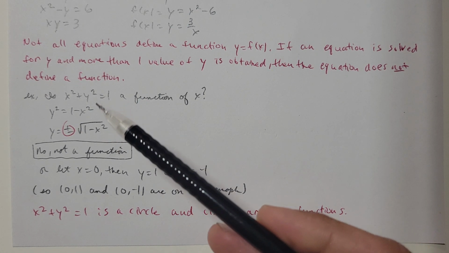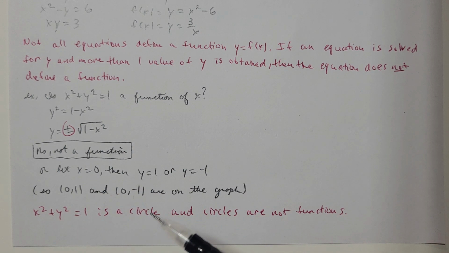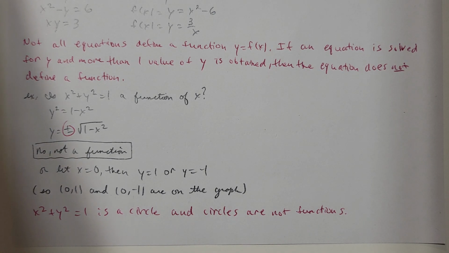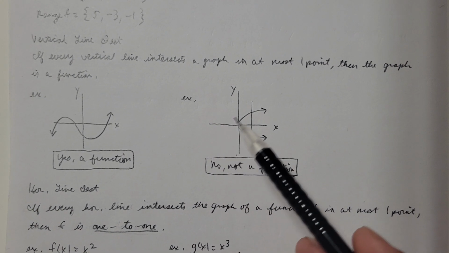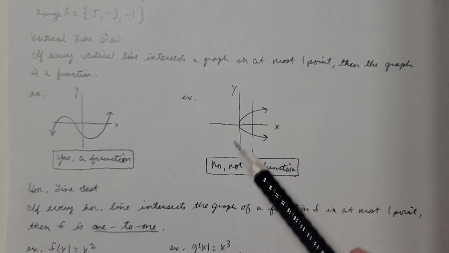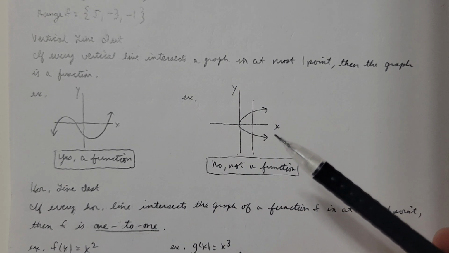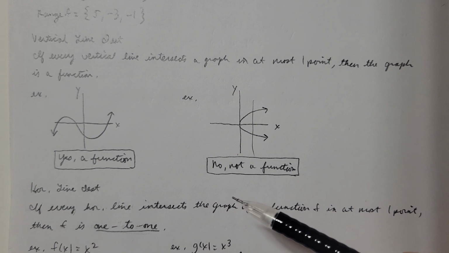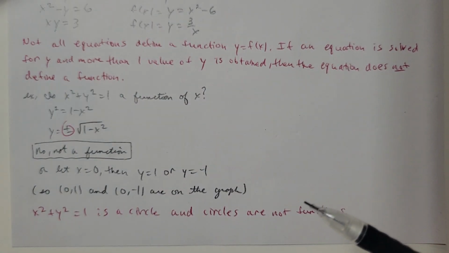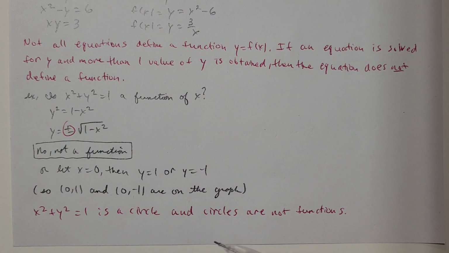Now this is the equation of a circle. Circles are not functions. They're going to fail the vertical line test. We talked about the vertical line test in the last video. So if I drew a graph of a circle and applied the vertical line test, a vertical line will intersect the circle in more than one point. So circles are not functions.